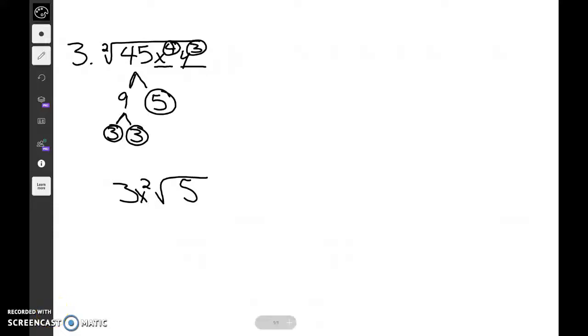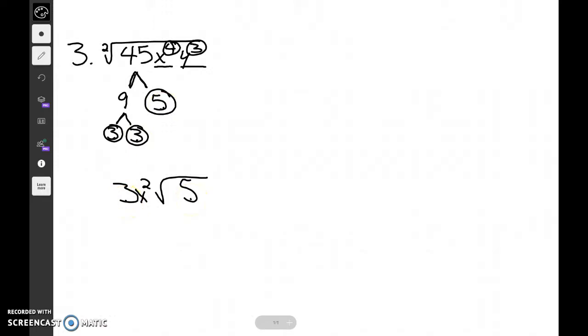Alright, so picking back up where we left off, looking at problem number 3, basically we've broken down 45 to where we have 9 and we have 5. And then we took 9 and broke it down into 3 and 3. So when we break down 9, we get 3 and 3 as a pair, and then we have 5 by itself. So we would write the 3 on the outside, the 5 on the inside.